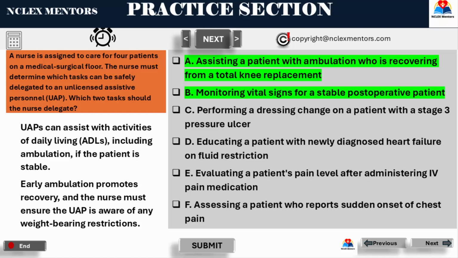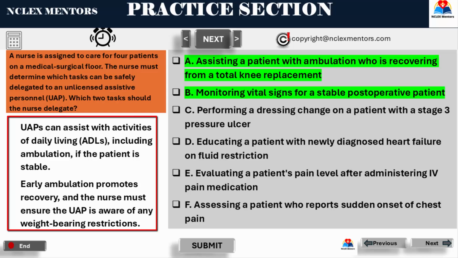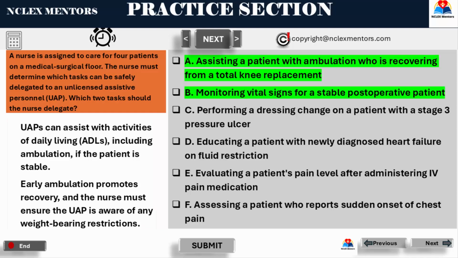A. Assisting a patient with ambulation who is recovering from a total knee replacement. UAPs can assist with activities of daily living, ADLs, like ambulation. In this case, the patient is stable, and early ambulation is crucial for recovery after a knee replacement. The nurse should make sure the UAP is aware of any weight-bearing restrictions before delegating this task.